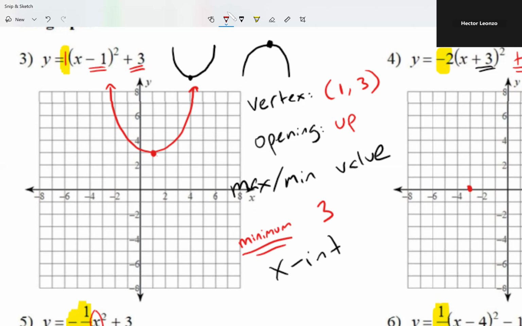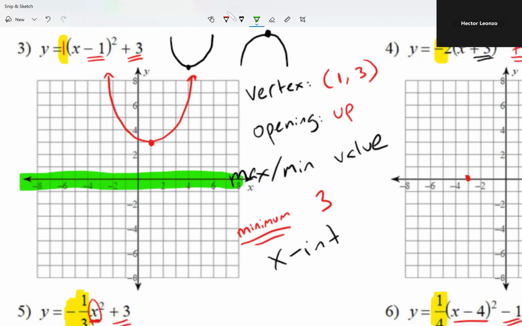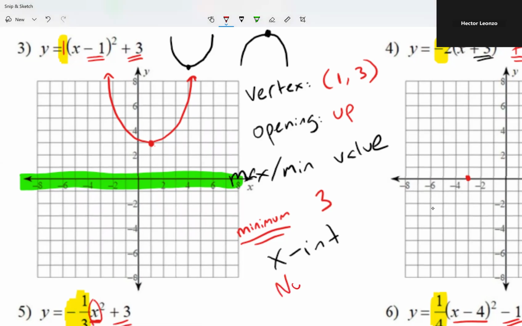Now my x-intercepts. For the x-intercepts, what I mean is looking at the x-axis, what are the values when you cross the x-axis? Well, you guys are going to be like, well, I don't cross the x-axis. Well, in this case, we don't. So we're going to say none. Make sure you capitalize the N.